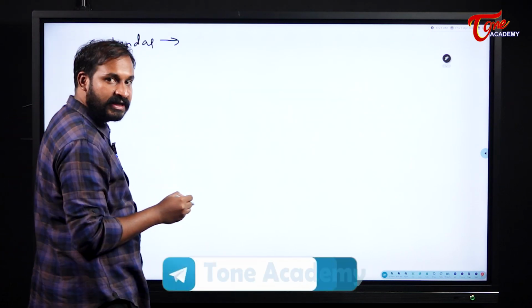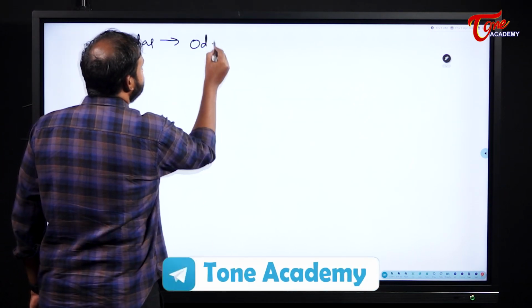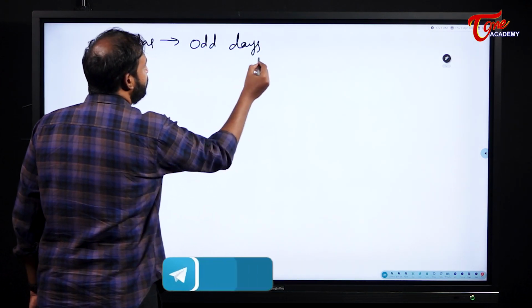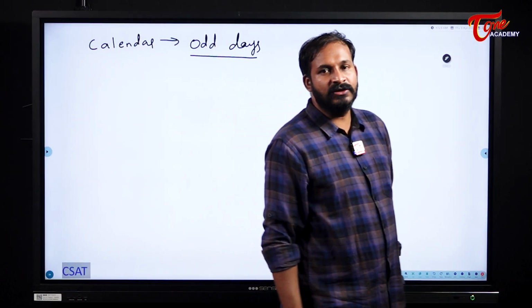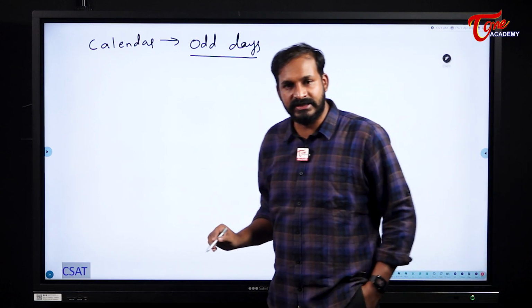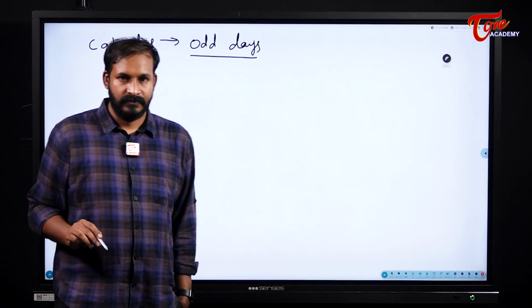Now see here, the calendar concept depends on only one thing, that is called odd days. Our calendar concept majorly depends on these odd days. So first of all, we should understand what these odd days are. What is this odd?